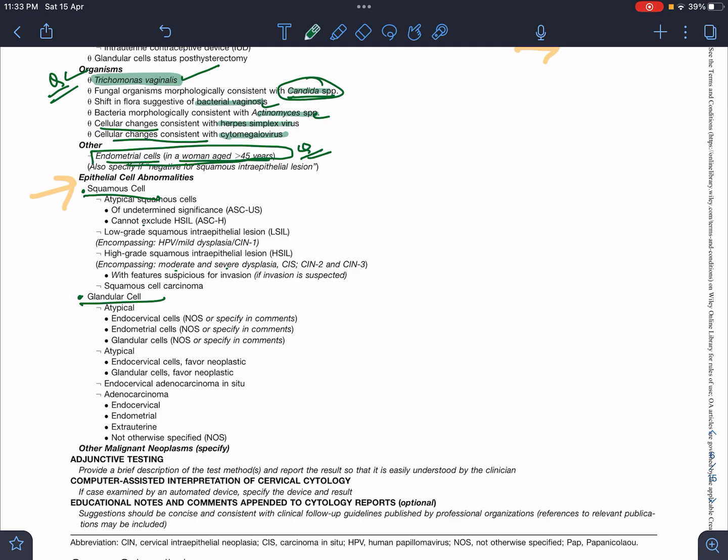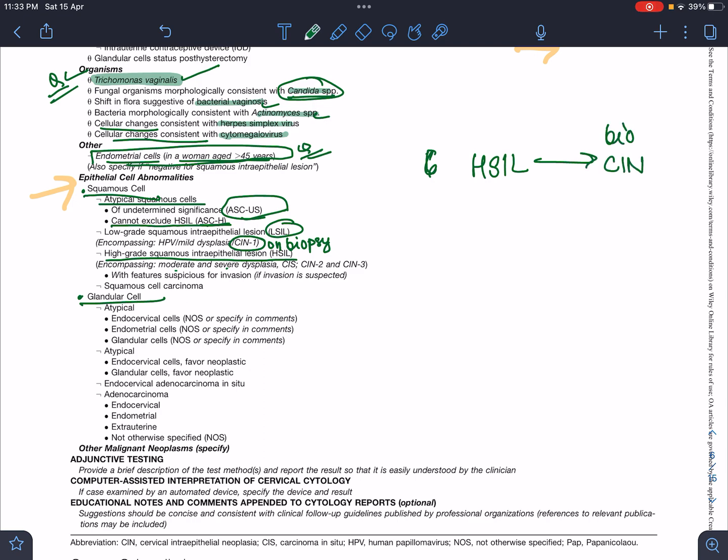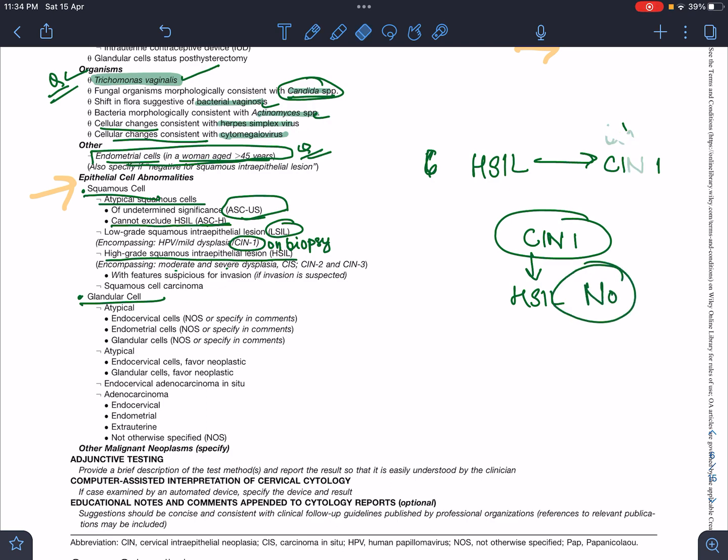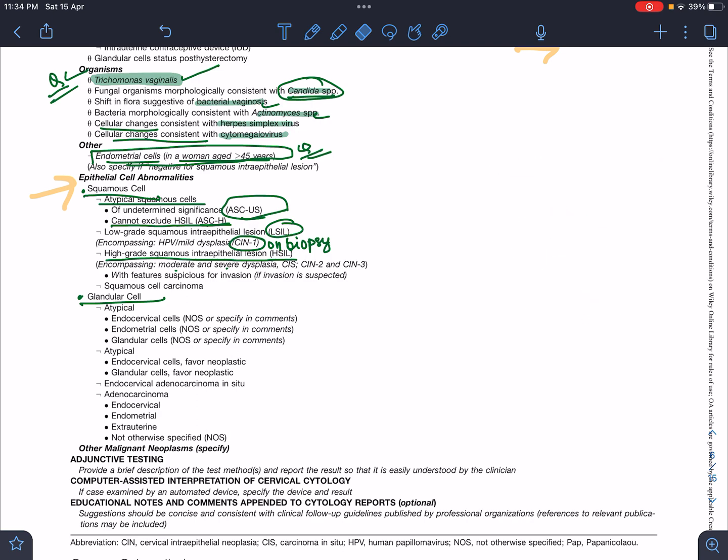Then you get atypical squamous cells. You get atypical squamous cells of undetermined significance, or one cannot exclude HSIL. Then you get LSIL. Then you get HSIL, which is equivalent to CIN on biopsy. When you get HSIL, you can expect that when you do biopsy, you're likely going to get CIN. But if you're getting CIN1, does that mean it will always be HSIL? No. Understood? It's not the other way around.